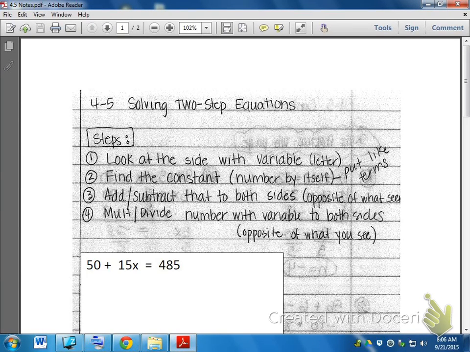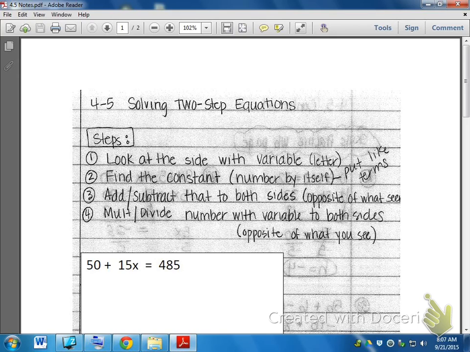Lesson 4-5, solving two-step equations. So we have been solving one-step equations where you would either add or subtract, and then another set of one-step equations where you multiplied or divided. Now we're going to combine those and solve two-step equations. So I've kind of got steps listed to help you figure out where to begin.